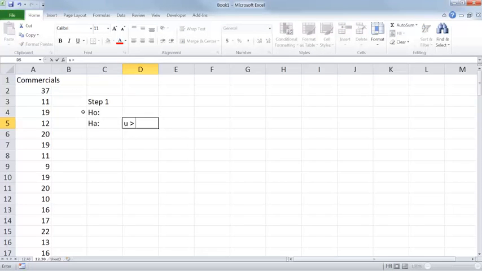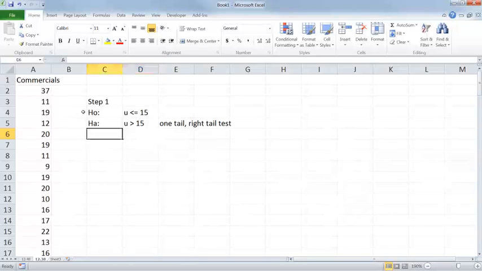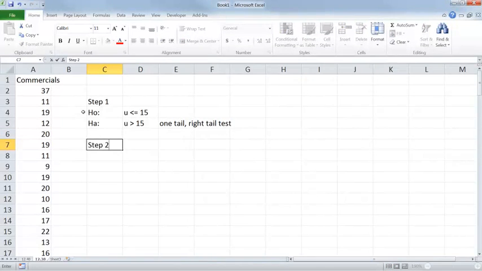So in this case, mu is greater than 15. And so the null hypothesis must be mu is less than or equal to 15. Right? So that's it. Whatever we want to prove belongs in the alternative hypothesis. Again, this is one tail, and it's a right tail test. So it's going to be very similar to the last one we did. Right tail test.